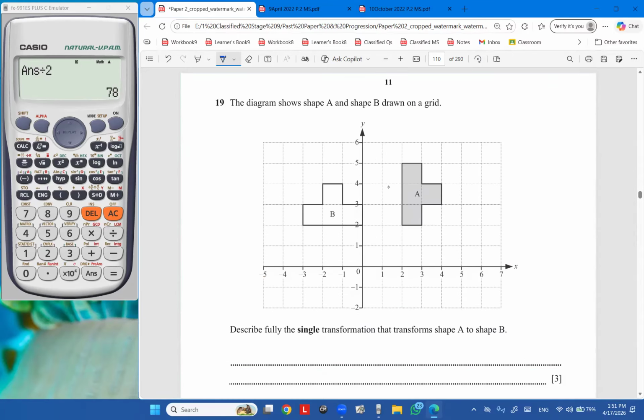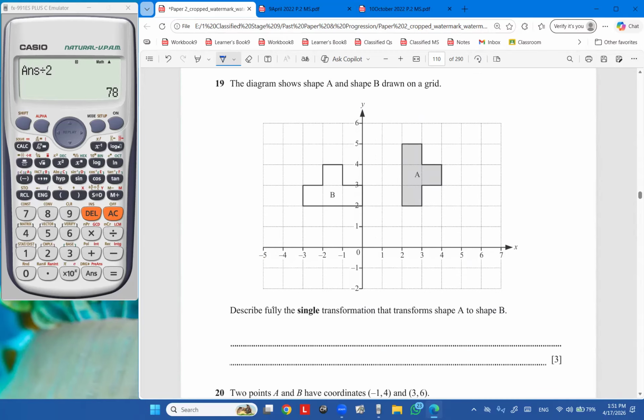The diagram shows shape A and shape B drawn on a grid. Describe fully the single transformation that transforms shape A to shape B. In order to do this, you're gonna need a tracing paper. The tracing paper over here, you're going to trace shape A on it. So shape A. Trace it on the tracing paper.